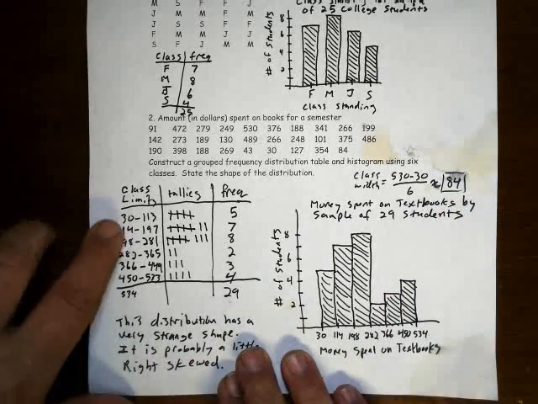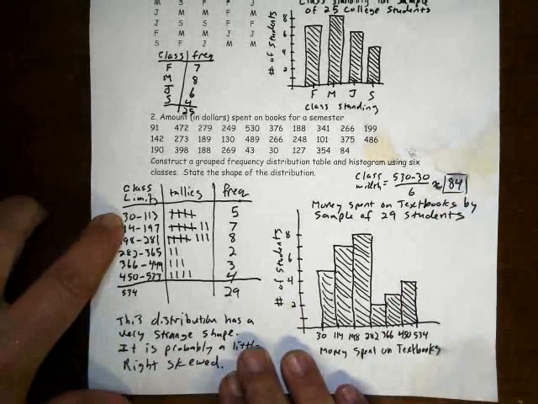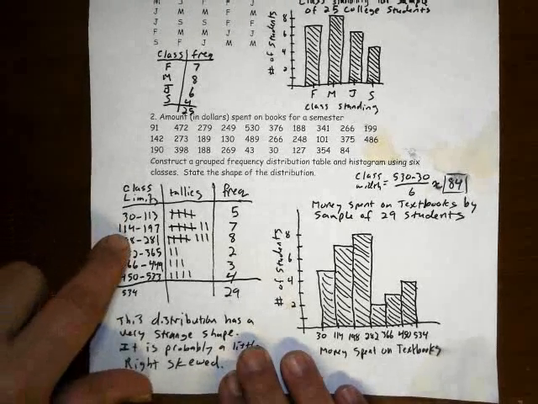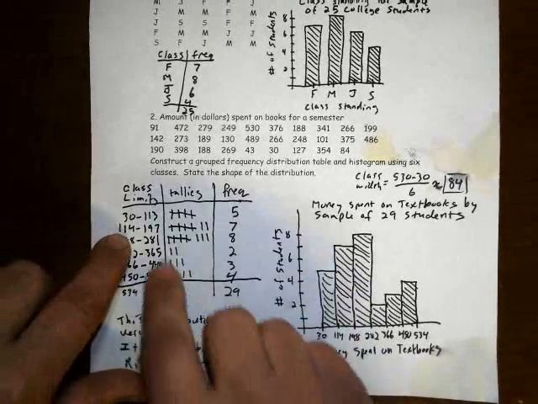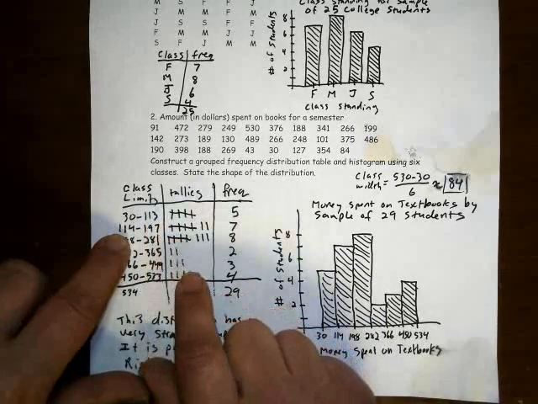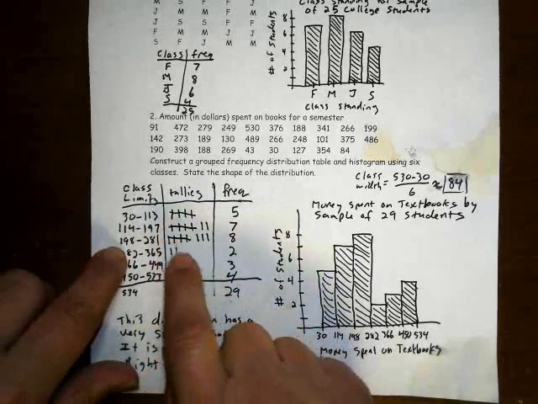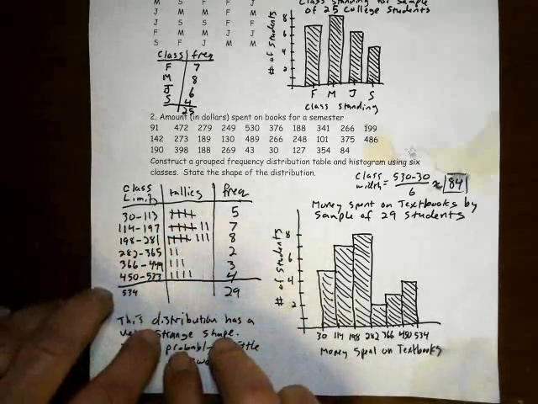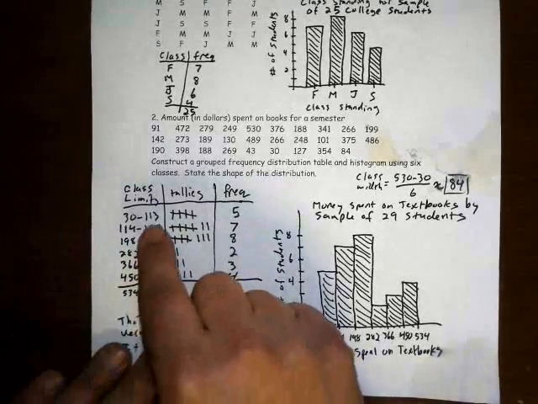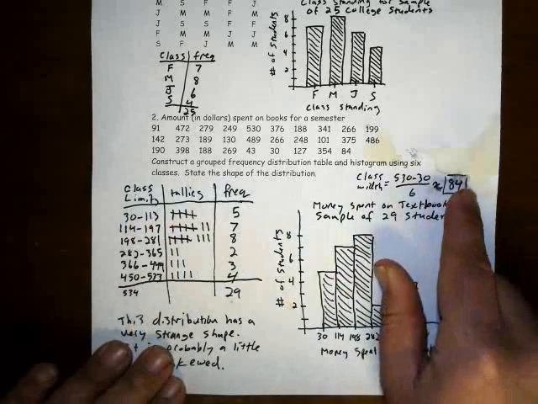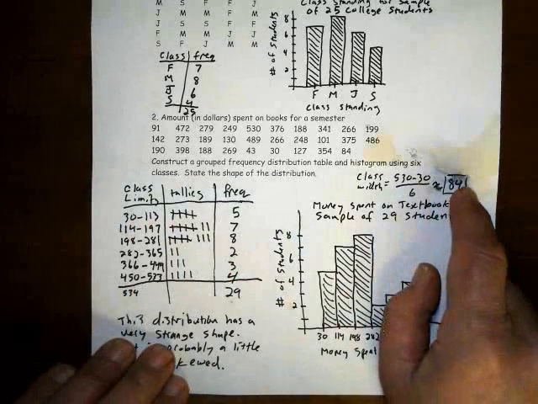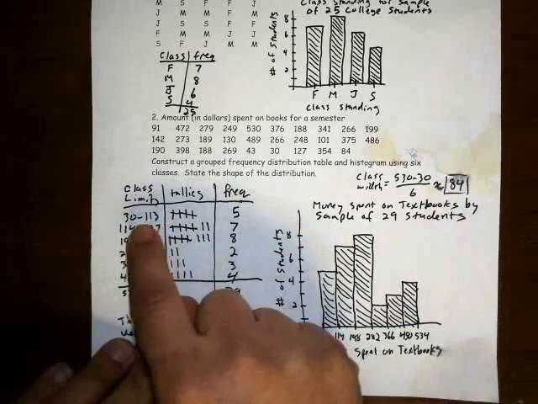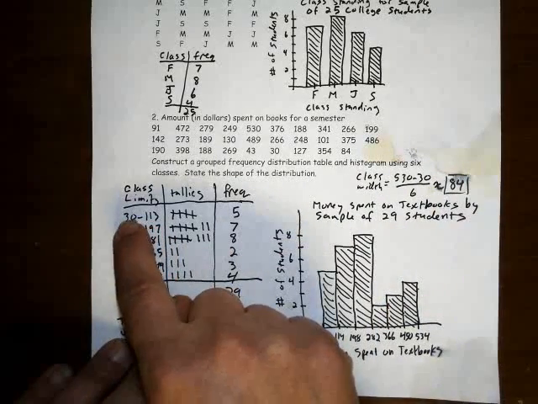And then when you construct the table, you start with the minimum value, in this case 30. You add 84 to get the next lower limit, and then you subtract 1 to get the upper limit. Okay, you add 84, subtract 1, add 84, subtract 1, on down the line. So when you actually subtract these 2, you actually get 83. You get 1 less than the class width.